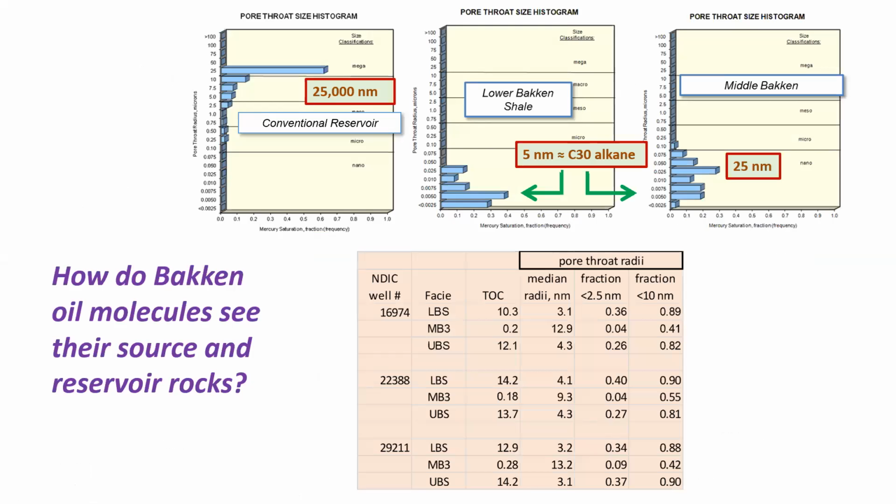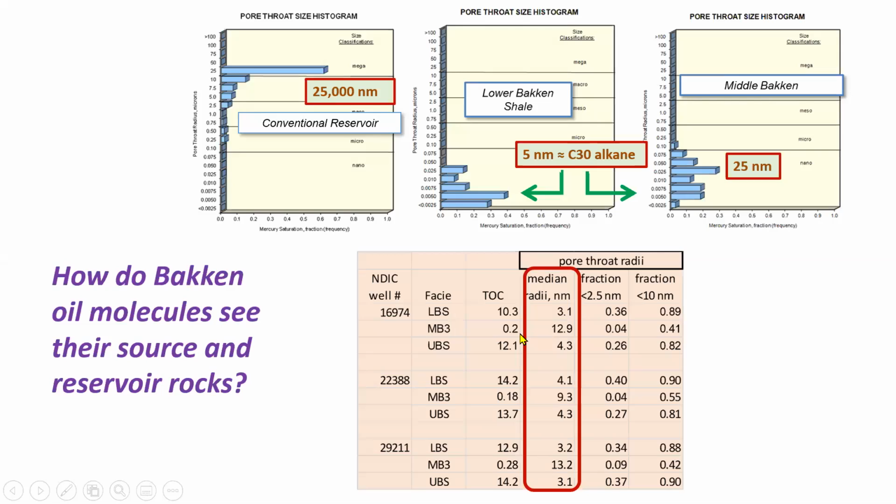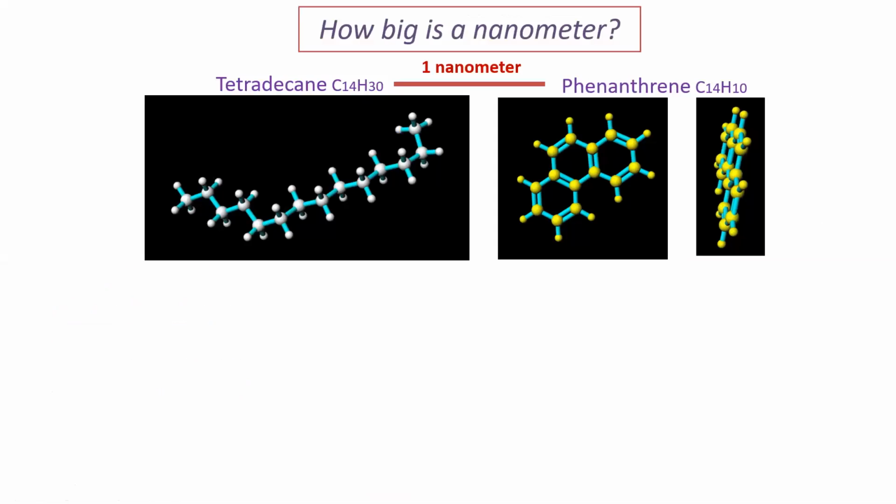I want to talk about pore throat size when we think about getting oil out of these rocks. If you look at what we have here, the median pore throat radii is 12, 13, 14, whatever, nanometers for Middle Bakken, and only 2 or 3 or 4 nanometers for the shales, which is really, really small. How small is it? The C14 molecule, kind of your generic molecule in a crude oil, is 2 nanometers long. It's bigger than some of the pore throat radii.